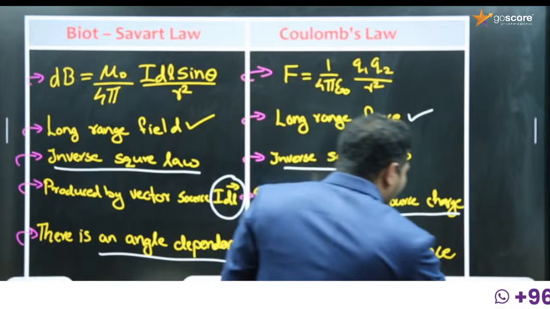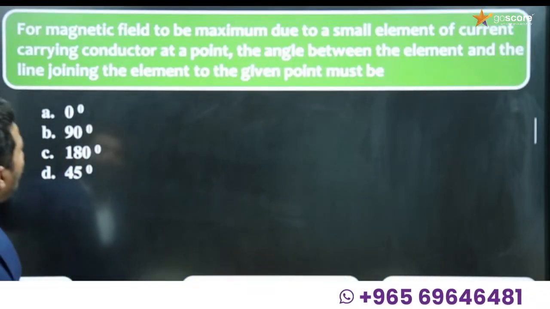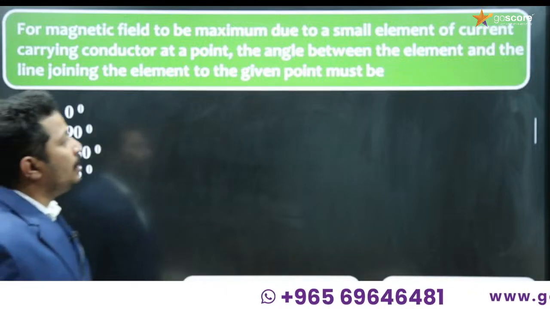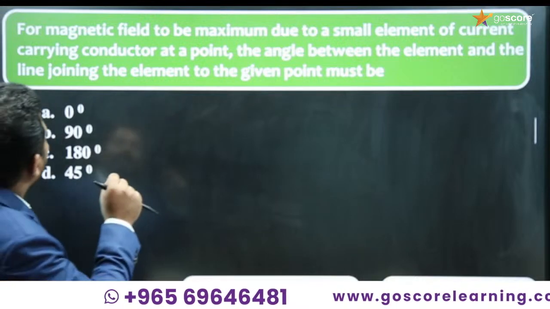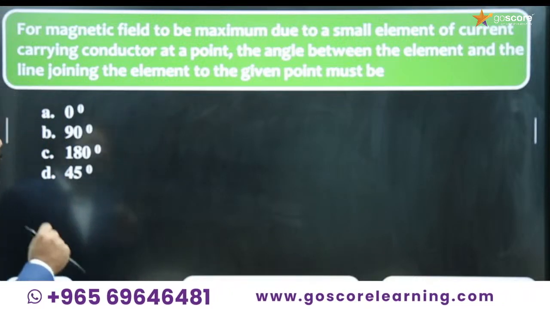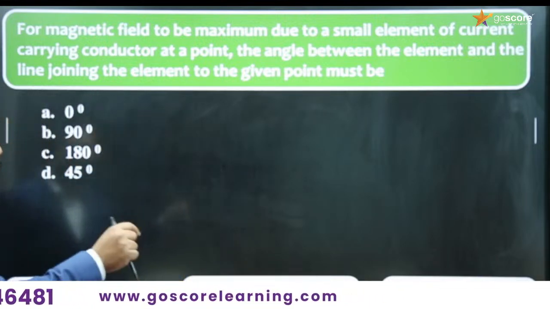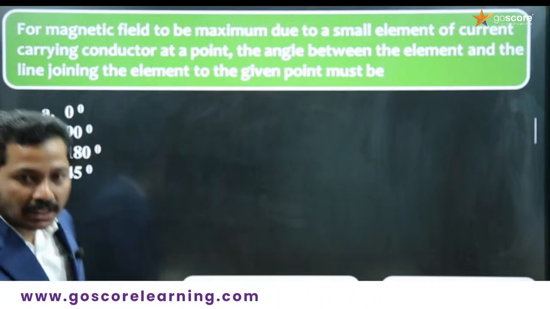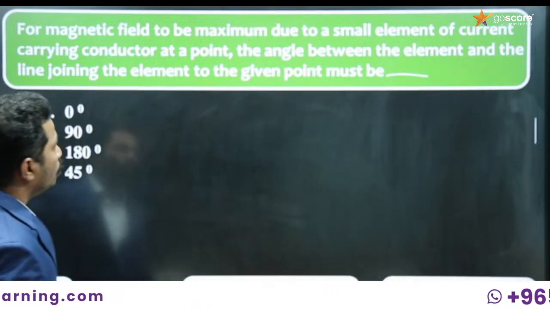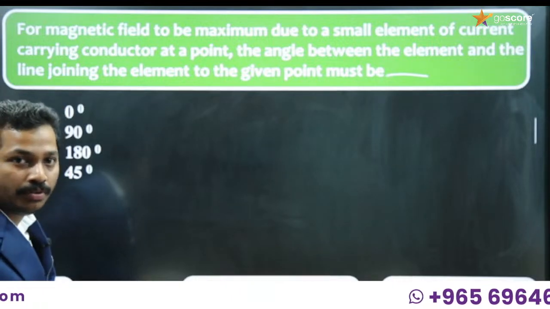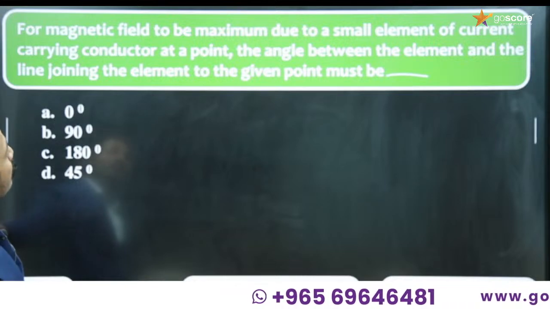So yes, we have the question here. For the magnetic field to be maximum due to a small element of a current carrying conductor at a point, the angle between the element and the line joining the element to the given point must be dash, and there are 4 options. So how to find the answer for this? Any idea? What is the question? The magnetic field is maximum, right?